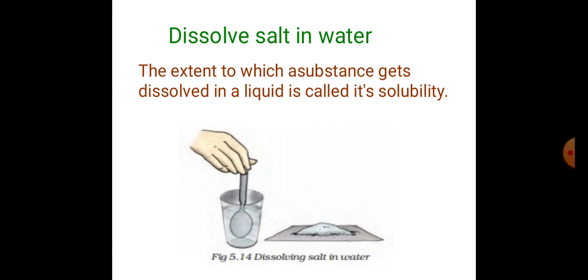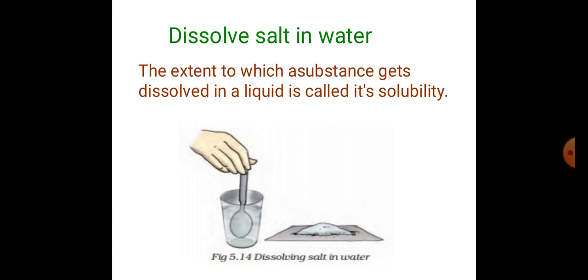The extent to which a substance gets dissolved in a liquid is called its solubility. I repeat myself, what is solubility? The extent to which a substance gets dissolved in a liquid is called its solubility. So students, the solubility of a solute generally increases with the rise in temperature. Now another important point is that the solubility of a solute generally increases with rise in temperature.